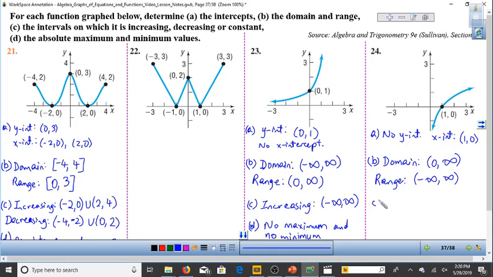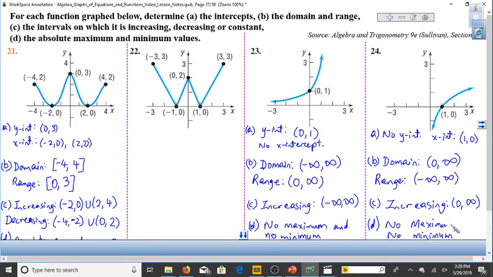And as you can see, the graph is always increasing on its domain again. But the domain is different from the previous graph. This domain is from 0 to positive infinity. And again, just as before, the graph has no maximum point and no minimum. No maximum, no minimum. All right, now this graph is also a special graph. That's a logarithmic function.